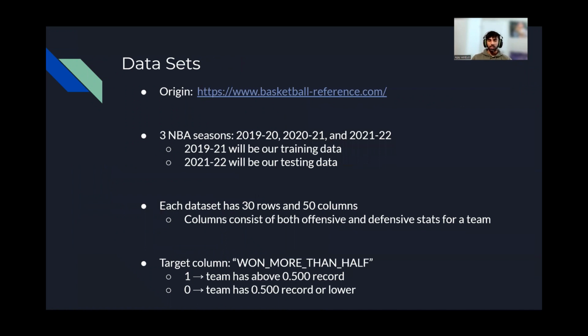So the data we collected is from the following website, basketballreference.com, and we have 3 data sets from the years of 2019 all the way to 2022. And the first 2 years will be our training data, and the last year will be our testing data. So each data set consists of 30 rows, which represent the 30 NBA teams, and there are also 50 columns. These columns consist of both offensive and defensive stats, and the last column is our target column, which is titled one more than half. And a 1 signifies the team has an above 500 record, and a 0 signifies a 500 record or lower.